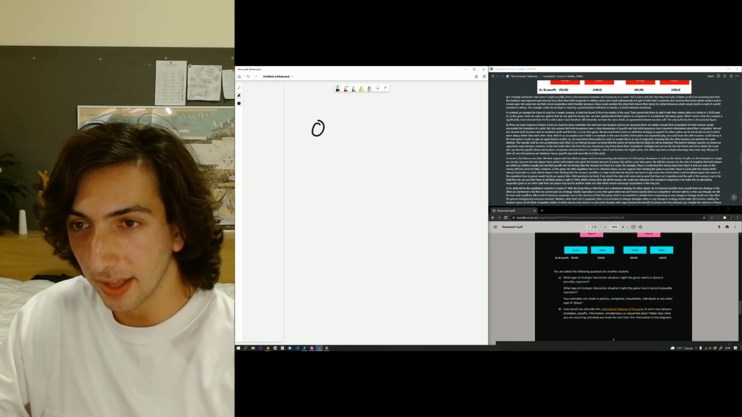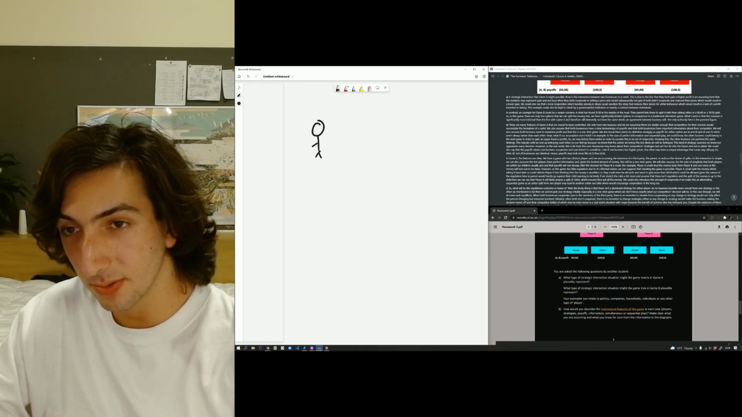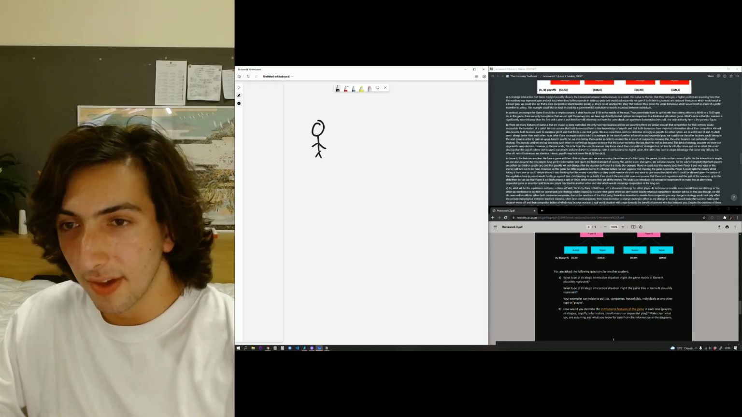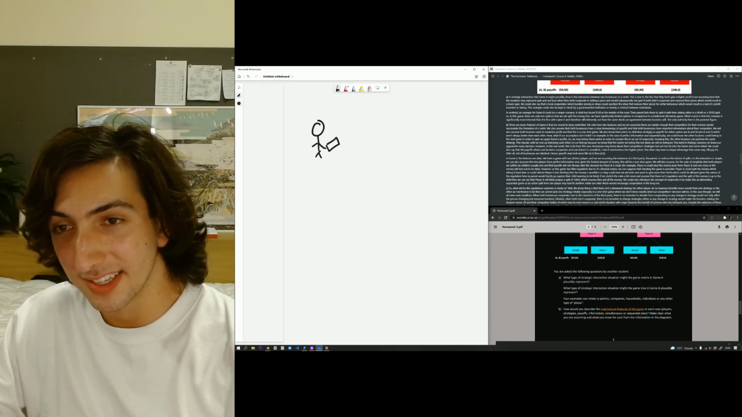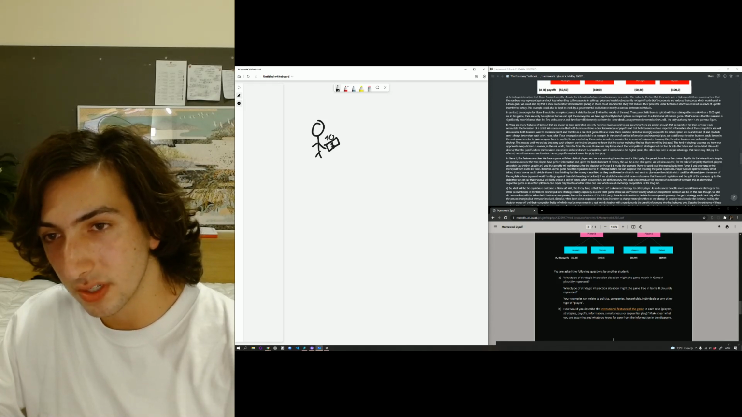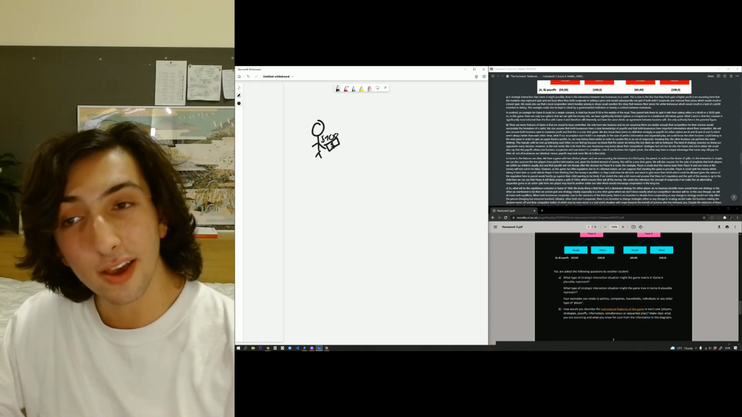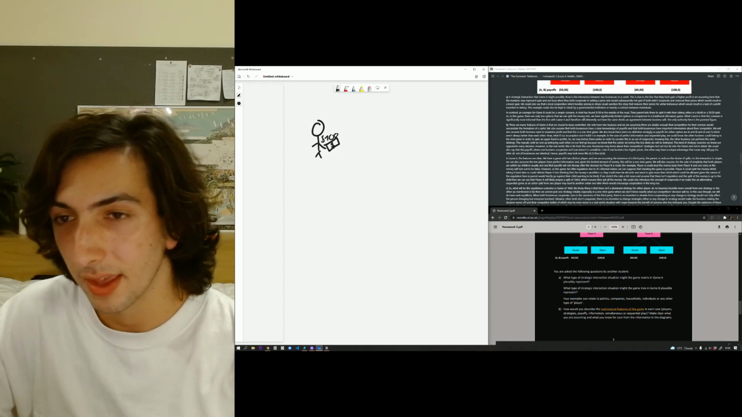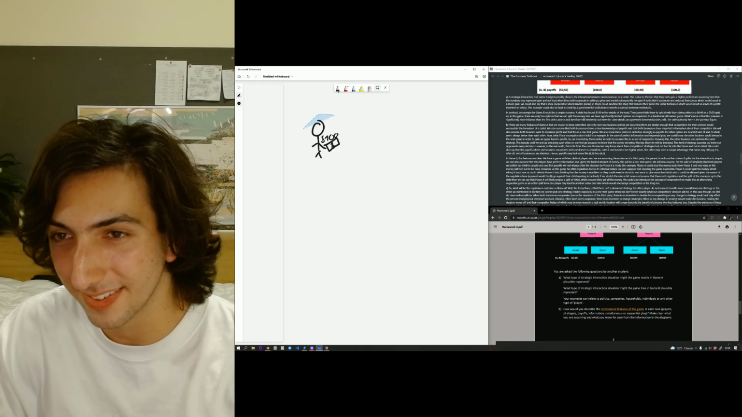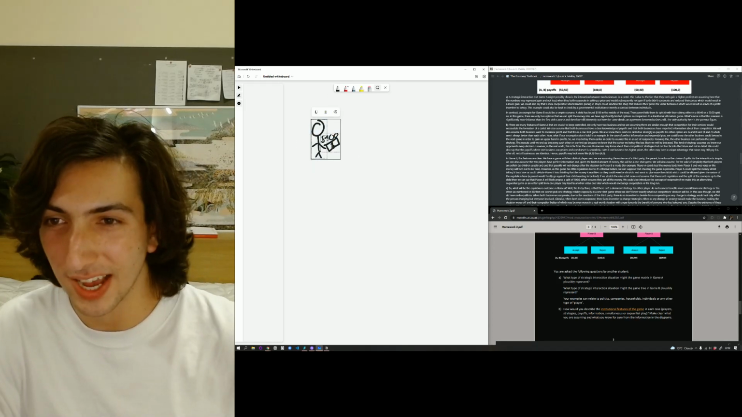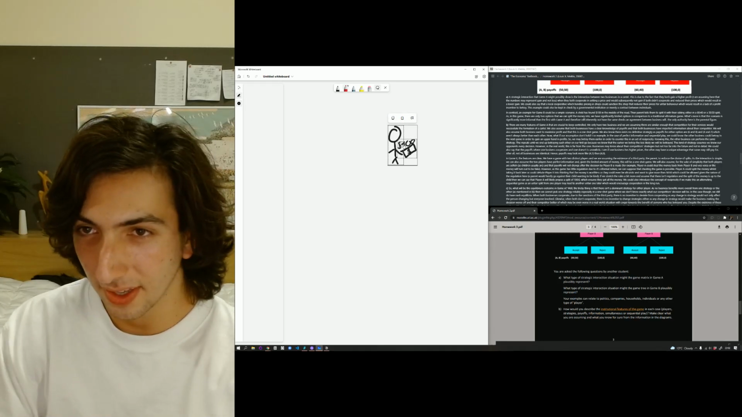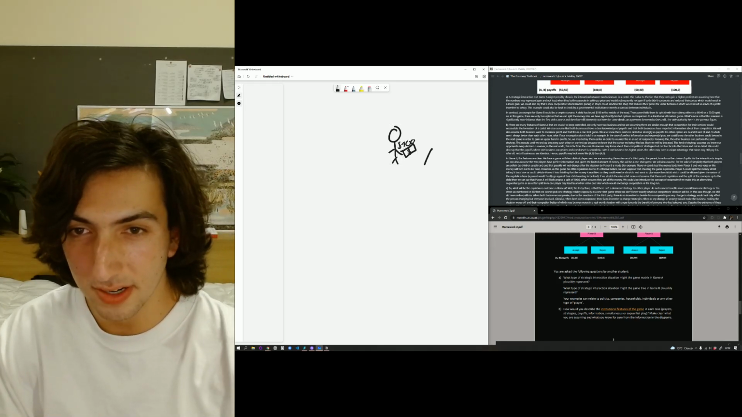Say a child, this is what all children look like, as you are well aware. This child finds $100 just lying on the floor. How did it get there? Now this child goes to its parent.